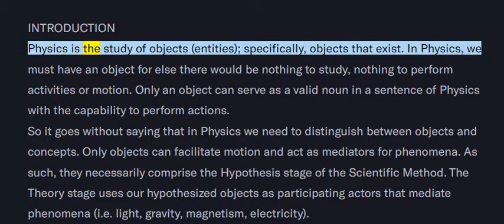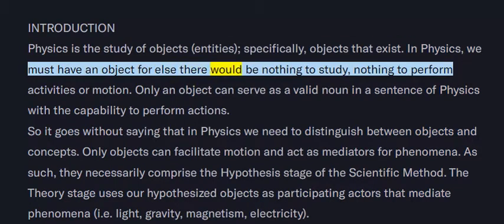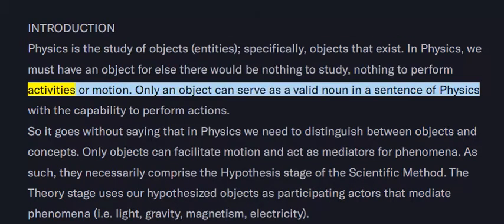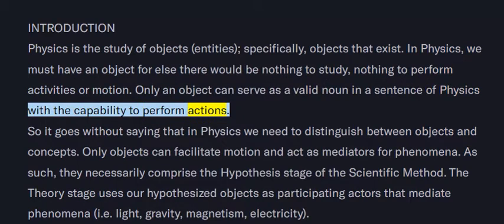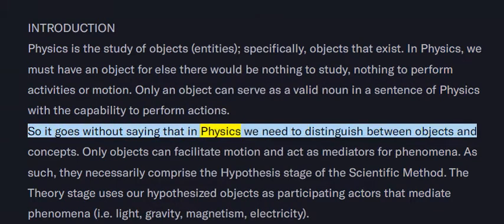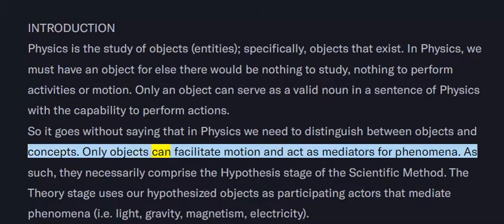Introduction. Physics is the study of objects, entities, specifically, objects that exist. In physics, we must have an object or else there would be nothing to study, nothing to perform activities or motion. Only an object can serve as a valid noun in a sentence of physics, with the capability to perform actions. So it goes without saying that in physics, we need to distinguish between objects and concepts. Only objects can facilitate motion and act as mediators for phenomena.